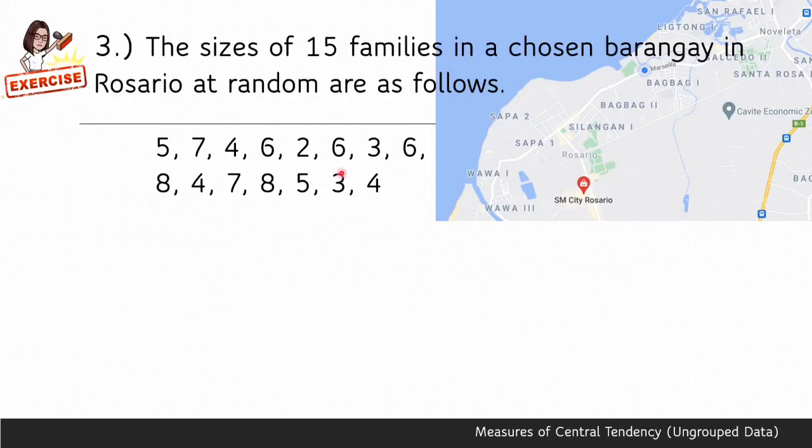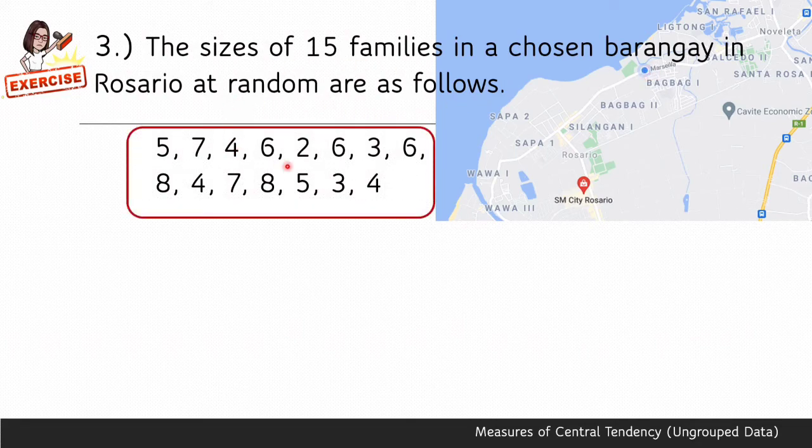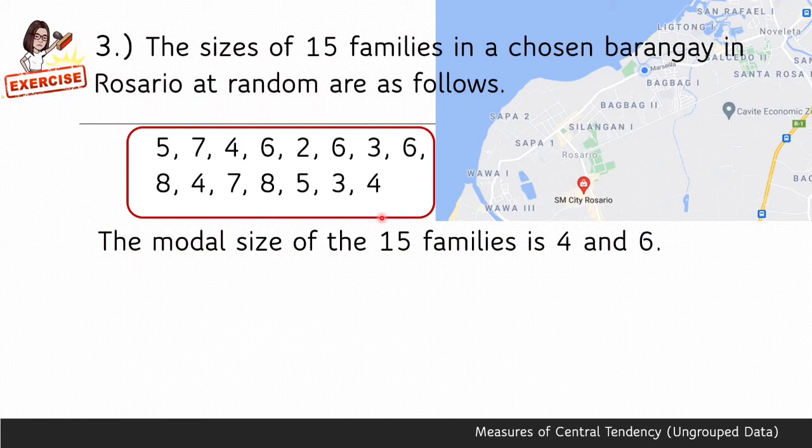Let's have the third question. The sizes of 15 families in a chosen barangay in Rosario at random are as follows: 5, 7, 4, 6, 2, 6, 3, 8, 4, 7, 5, 8, 3, 6, and 4. Now this is the statement. The modal size of the 15 families is 4 and 6. Is this true or false? Go!